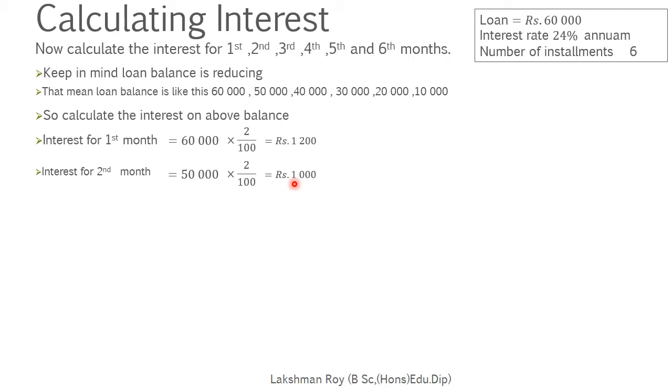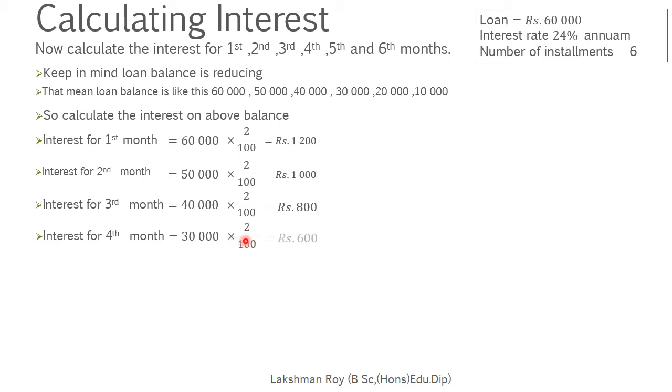So what happens when you go to the third month? For the interest for the third month, what is the balance? The balance is 40,000. On this 40,000 you have to calculate 2%. That means 40,000 should be multiplied by 2%, then you get 800 rupees. That is the interest for the third month. Understand? Like that you can calculate the interest for the fourth month. The balance is 30,000 here, multiply by 2%, then you get 600 rupees.